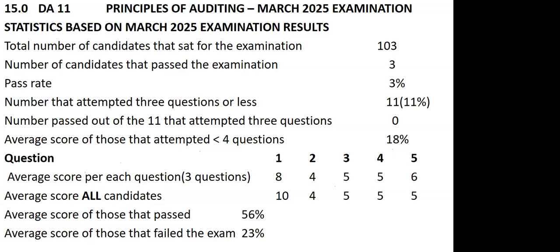Are we together? And the average score of those that passed the exam, the 3 that passed the exam, was 56%, whereas the average score of those that failed was 23%, which is very low, signifying that there is actually a problem in terms of our understanding. Okay, very, very important to note that.